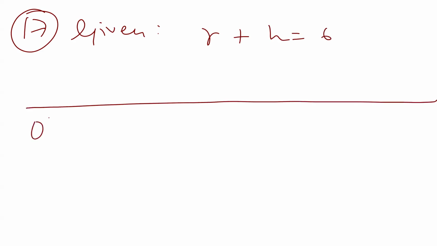Question number 17. A right circular cylinder is made so that the sum of the radius and its height is 6 meters. So given, the sum of the radius of the base and the height is 6. Objective is to maximize the volume and to find the maximum volume as well.